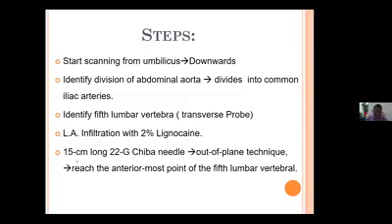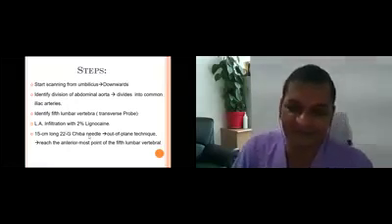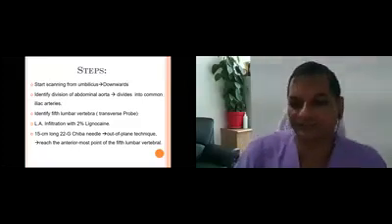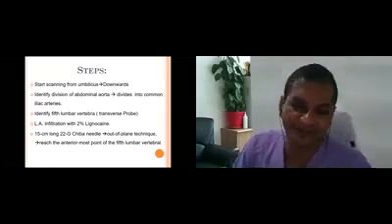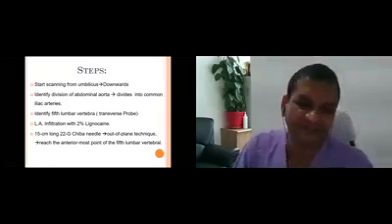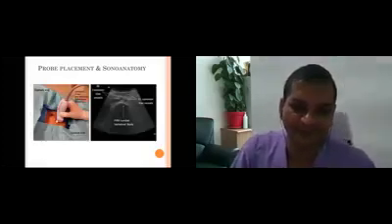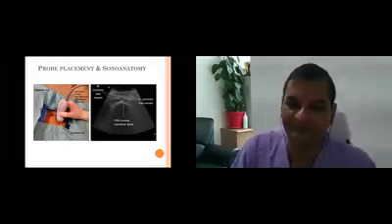Generally we use a 15 centimeter, 25 gauge Chiba needle. It depends upon the experience and convenience of the pain physician, in-plane or out-of-plane, depending upon the choice. And lastly, we target the body of the fifth lumbar vertebra. We start from here, and we target the fifth lumbar vertebra.